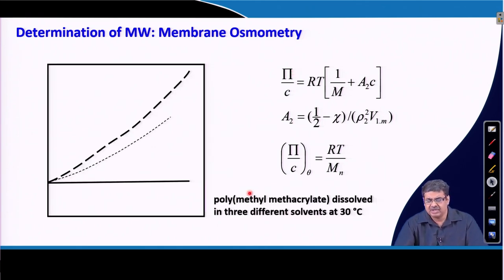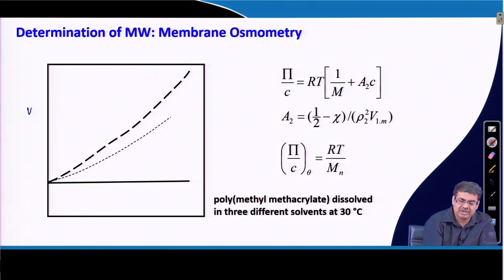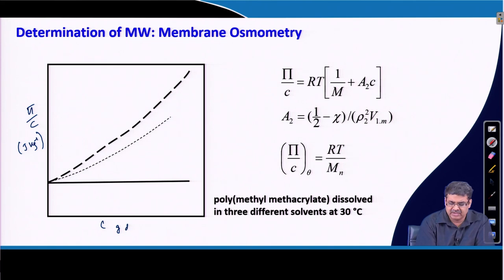So this is the example where pi by c is plotted. The pi by c unit is joule per kg, SI unit, and concentration is gram per dm cube, that is the unit. So PMMA is dissolved in three different solvents. This is toluene, this is acetone, and this is acetonitrile.